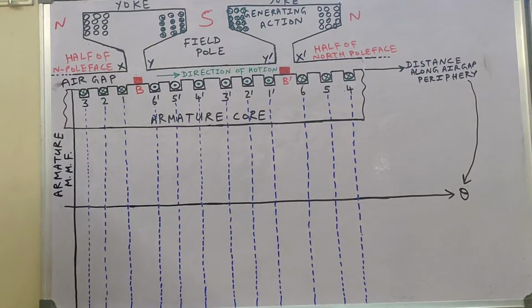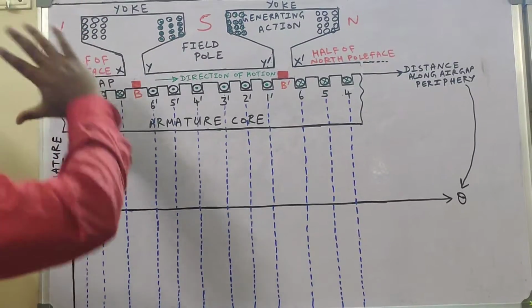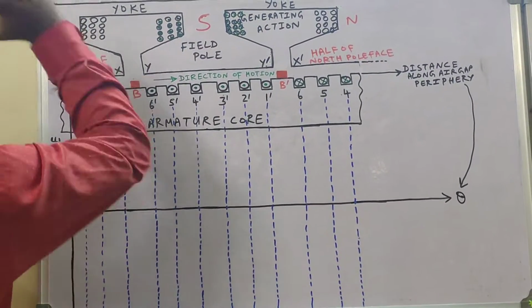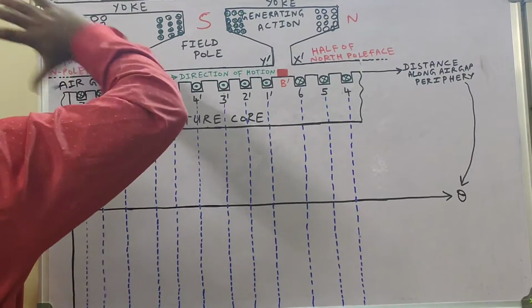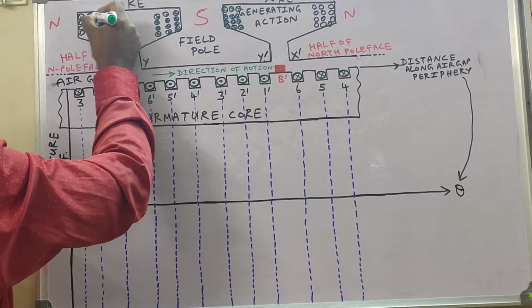What about north pole? Lines of flux should leave the north pole face, so thumb should be pointing away. That means the forefinger should come out of the board, then only thumb will be pointing away. So this will be dot. This will also be dot.